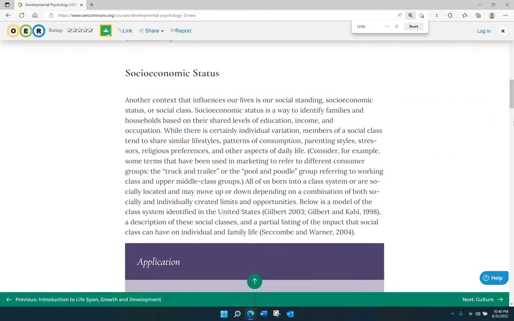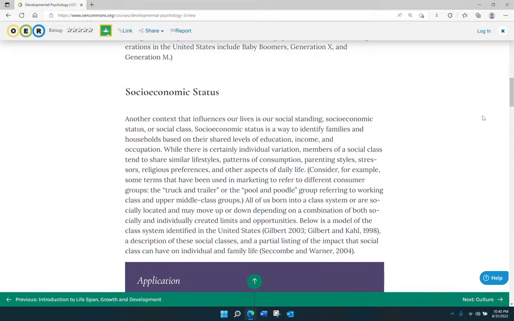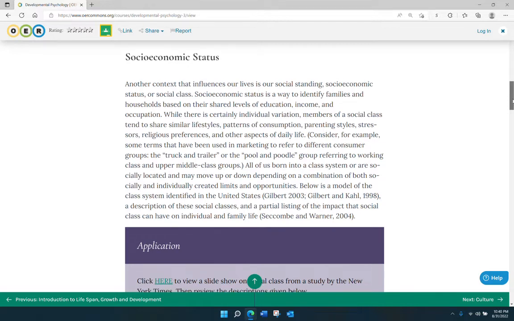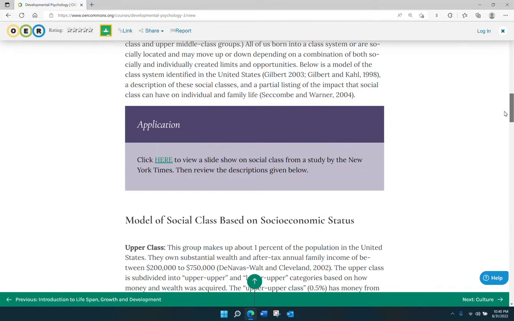I'm going to make the text a little bit bigger. So this part of the first chapter basically talks about socioeconomic status and how that affects development. So, definitely read that, and that's something we can talk about too. That's been studied, but I think it's something we can emphasize more in our discussions of developmental psychology.